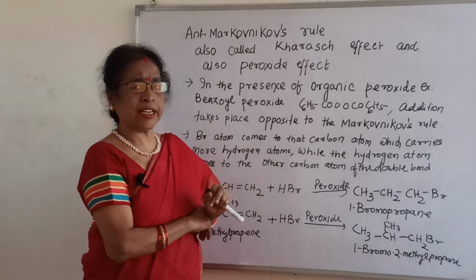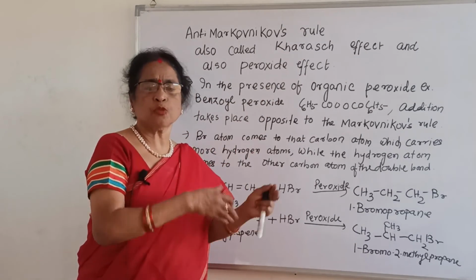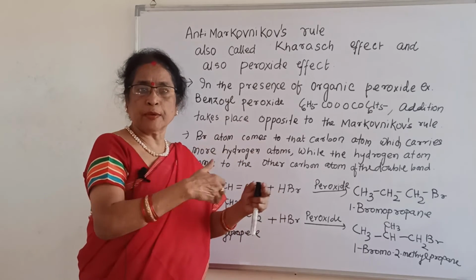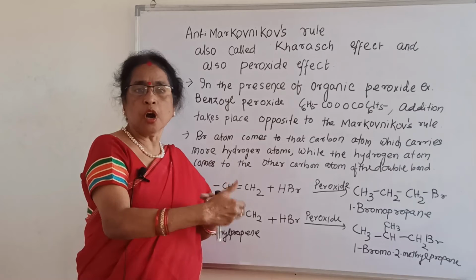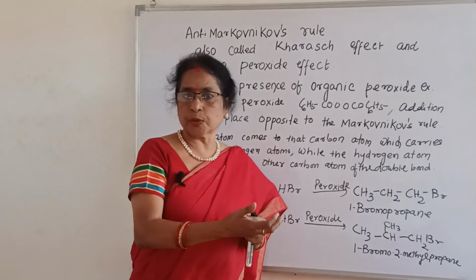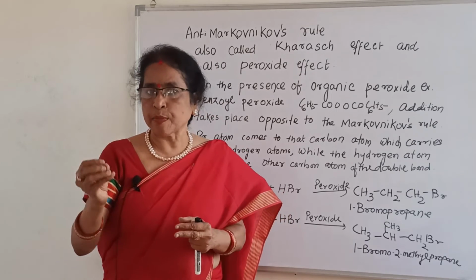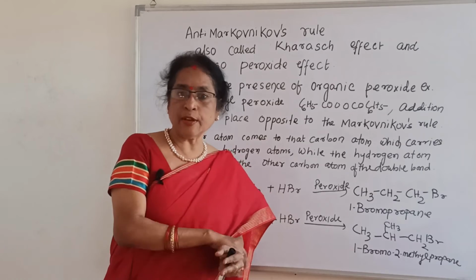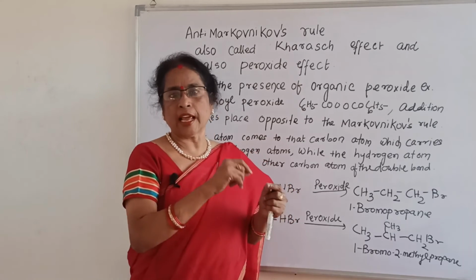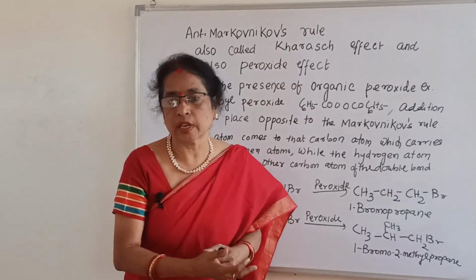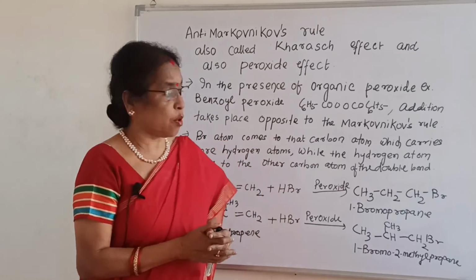And why is it called anti-Markovnikov's rule? Because what Markovnikov's rule says, it will not follow; this rule does the opposite to Markovnikov's rule. What does Markovnikov's rule say? Bromine, that negative part, goes to the carbon which contains the least number of hydrogen, whereas anti-Markovnikov's rule says that the negative part will go to the carbon where more hydrogen atoms are present between the double bond.